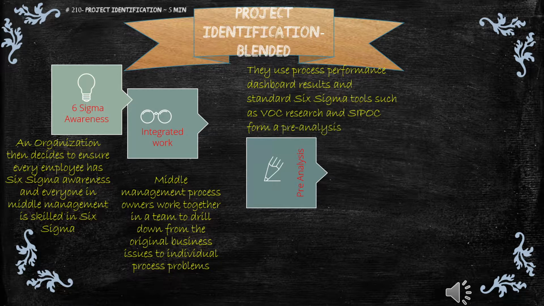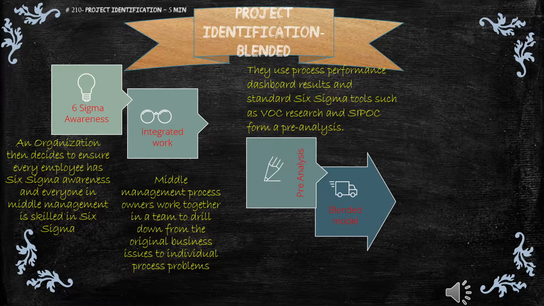To stay competitive, most organizations now define projects in the processes themselves, not in the boardroom. An organization then decides to ensure every employee has Six Sigma awareness and everyone in middle management is skilled in Six Sigma. Middle management process owners work together in a team to drill down from the original business issues to individual process problems. They use process performance dashboard results and standard Six Sigma tools such as VOC research and SIPOC for a pre-analysis.